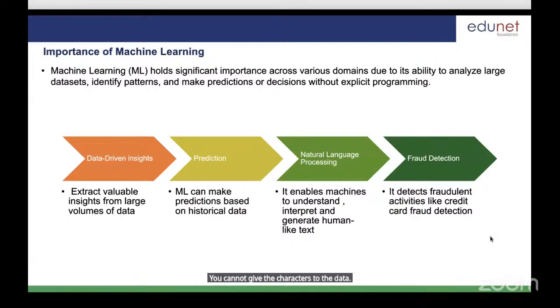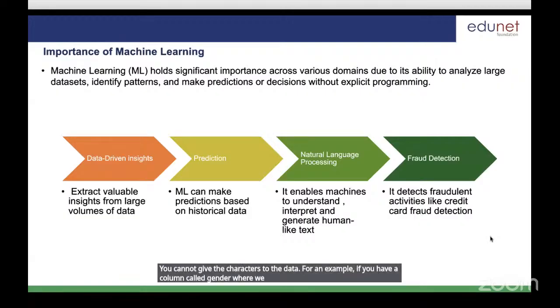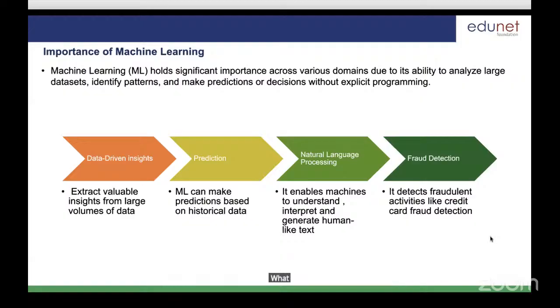For example, if you have a column called gender where we have male and female, your machine learning model will never understand what is male and what is female. So you have to apply pre-processing to that specific data, which means you need to convert it into numbers.